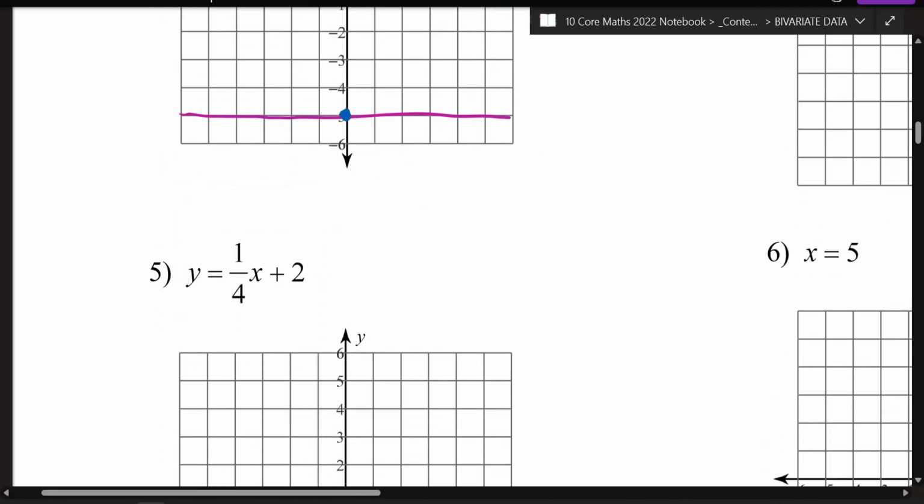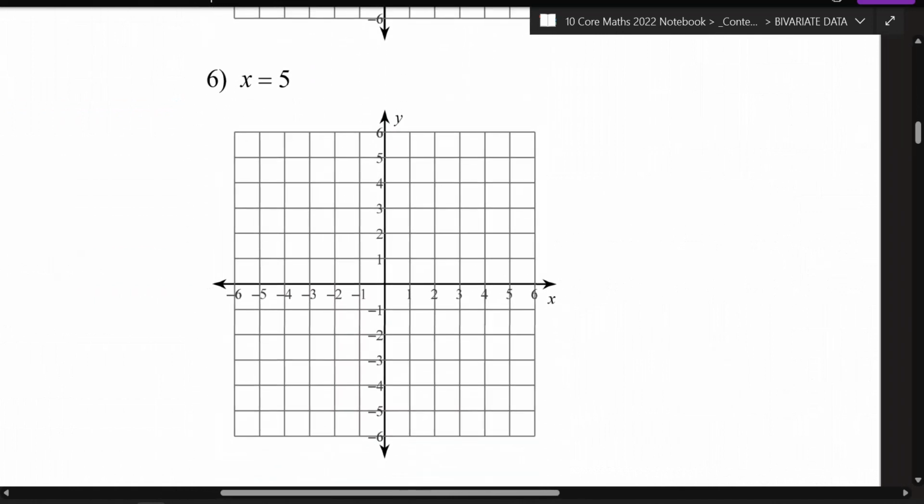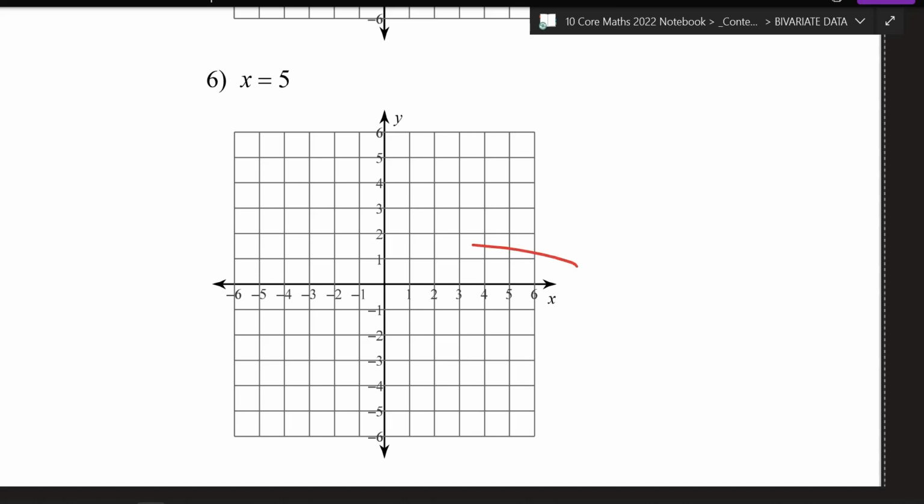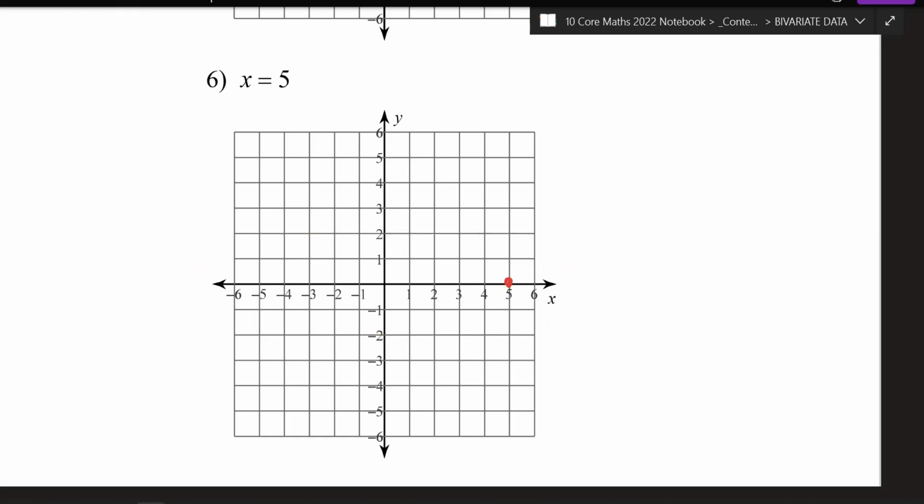Okay, what about x equals 5? Now, this is a bit different, but all it's saying is that's your x-intercept, 5. So, on your x-axis, which is this, where is 5? Well, it's just here. Is there a gradient? No. There's no number coupled with the x. So all you're doing is just a vertical line, like this.